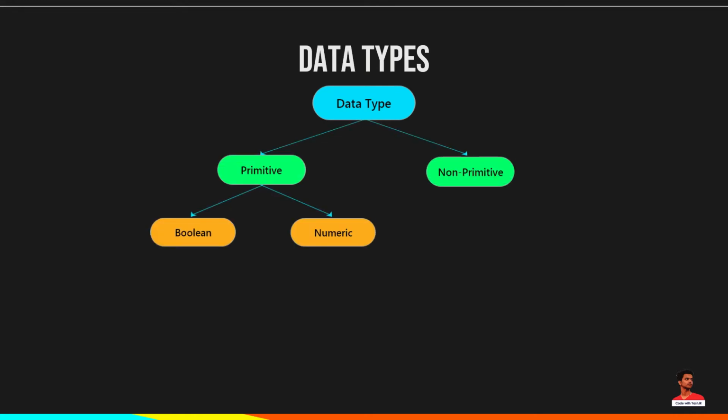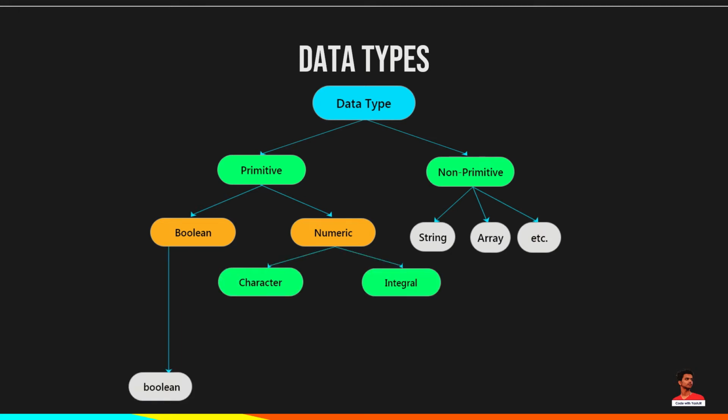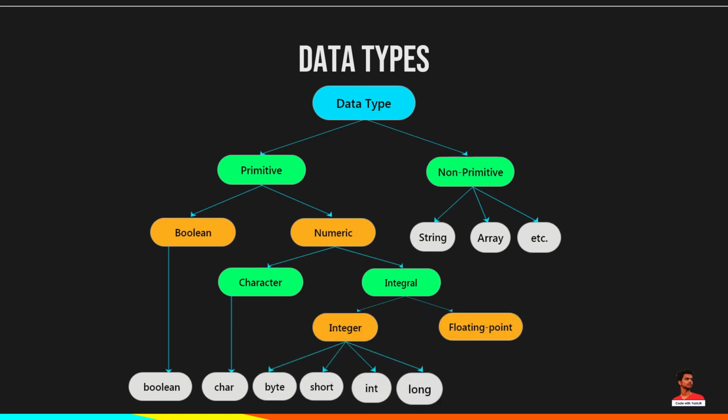The primitive data types include boolean, char, byte, short, int, long, float, and double. The non-primitive data types include classes, interfaces, and arrays.